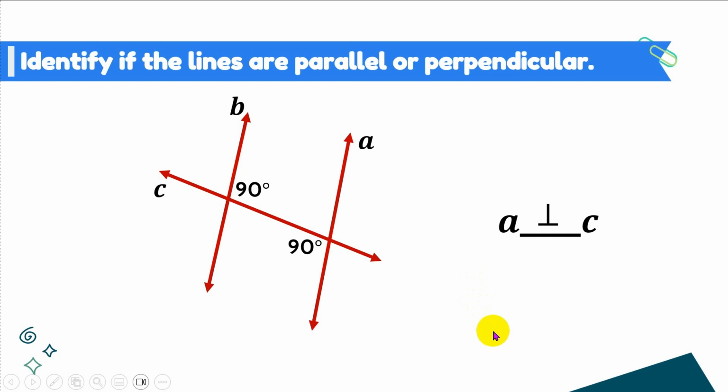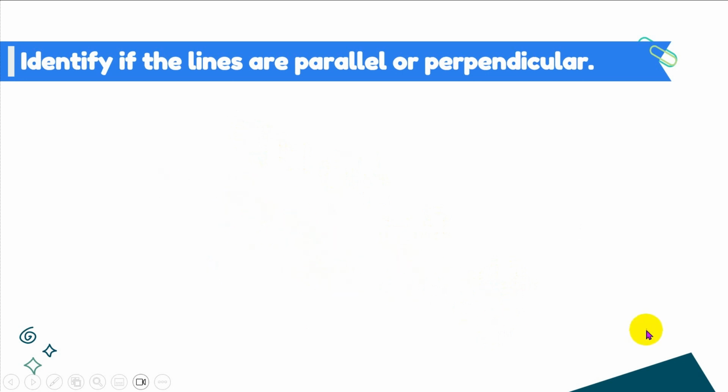Okay, but can we consider this as parallel lines? Alin po yung parallel lines natin dyan? Kung tatanungin po tayo, which are the parallel lines here? So, correct. We have A and B are parallel because the alternate interior angles are congruent.